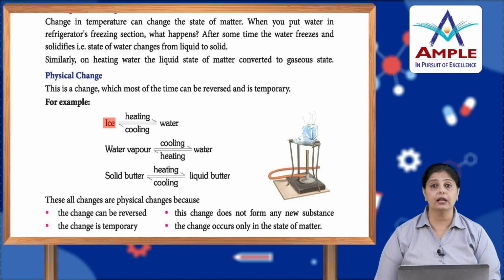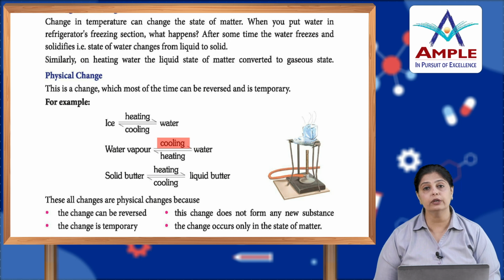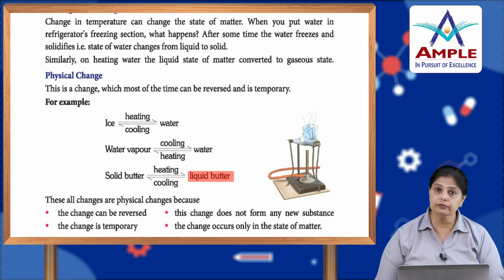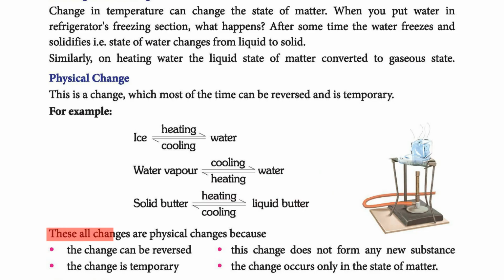Now, for example, ice upon heating or cooling changes into water. Water vapor upon heating or cooling changes into water. Solid butter upon heating or cooling changes to liquid butter, and again after cooling it changes to the normal solid butter. So, these are all what?